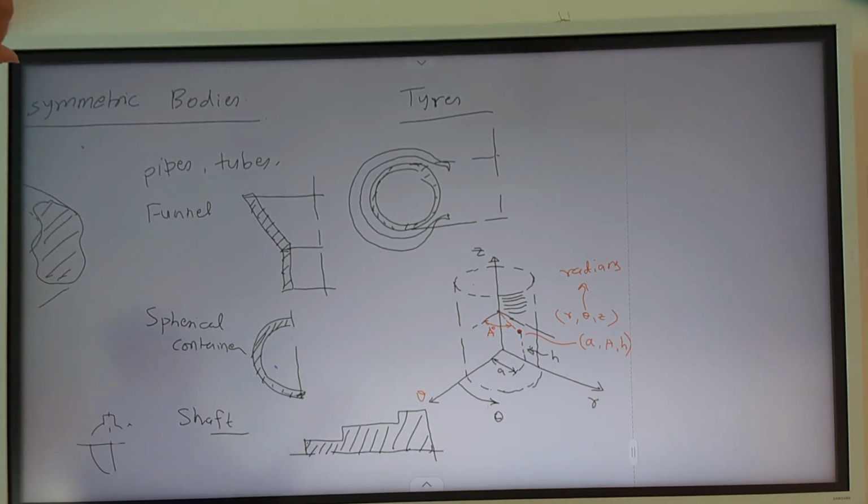The second problem we'll consider is rotating bodies. When bodies are rotating like this fan, what are the stresses which get generated? Those also can be calculated using the axisymmetric analysis. So those two problems we'll take in the next class.